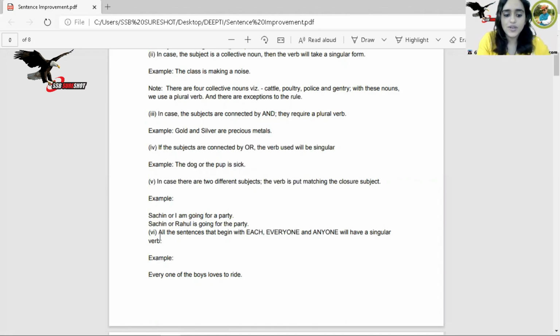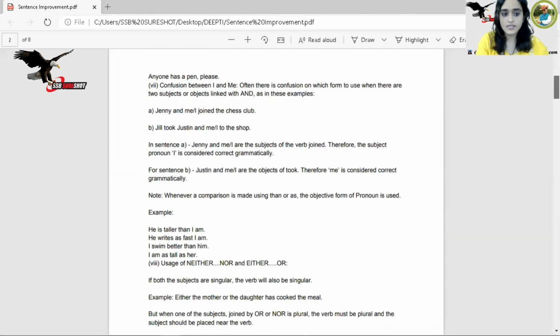Now we look at the 6 points. All the sentences that begin with each, everyone and anyone will have a singular verb. Every one of the boys loves to ride the bike. Loves to ride. Anyone has a pen, please. These were two examples for anyone and everyone and each. All these three terms will be used with singular verb.